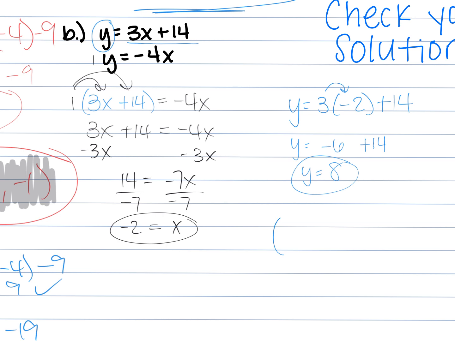Emma, help him out. Yep. Good. Negative 2, comma 8. Because where do two lines intersect? At -2, 8. At a point, right? You need to write it as a point.